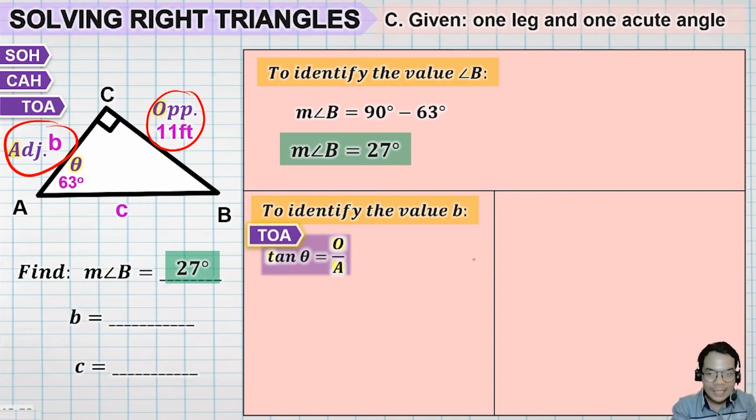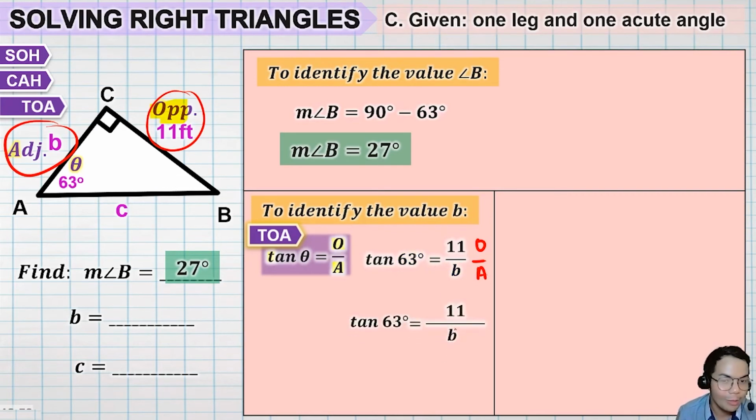So, ang angle natin this time, hindi na lang siya basta angle A, kasi meron binigay na value. So, we will use that 63 degrees. So, instead of tangent theta, we'll make it tangent 63 degrees is equal to 11 over B. Bakit? Ang 11 natin is our opposite side and yung B natin is adjacent side. O over A. Gets po? So, this time, hindi na si angle yung missing. Si side na yung missing.